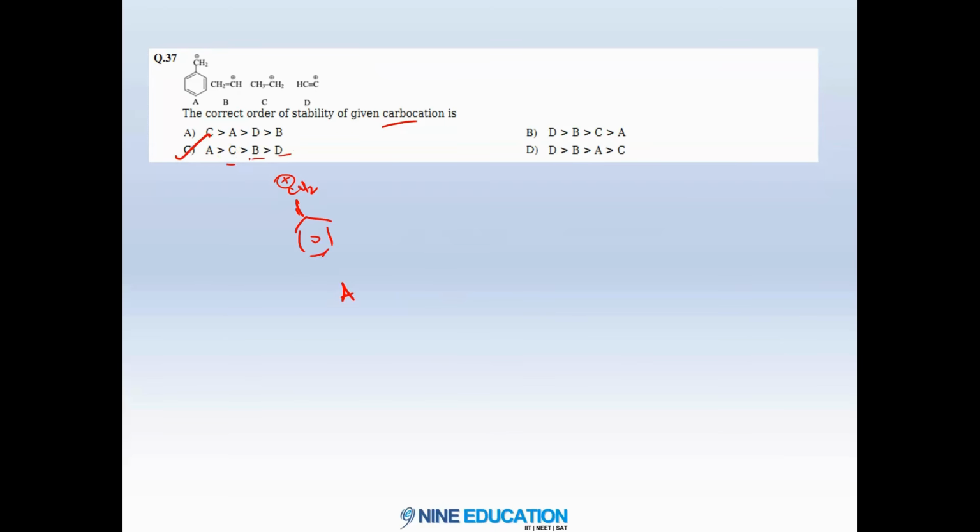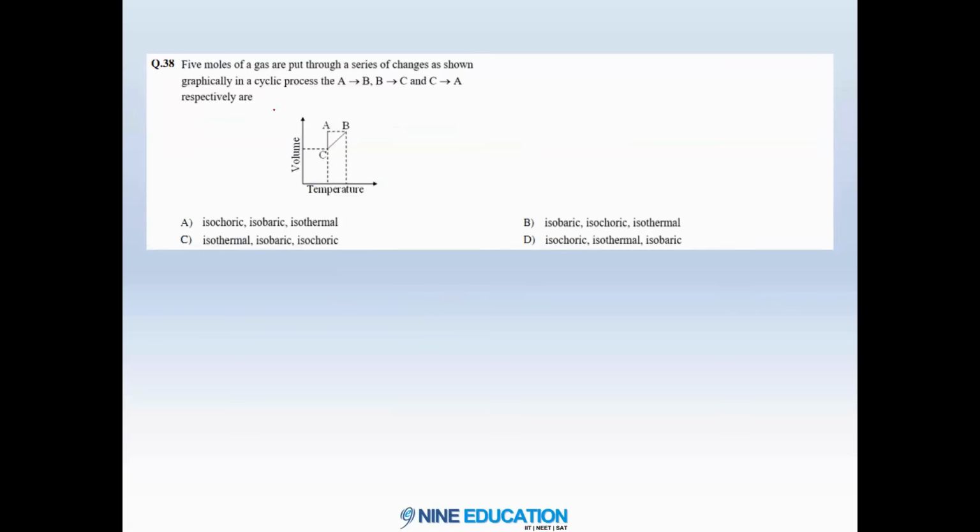So naturally, as I told you, here it is sp3 hybridized, here it is sp2 hybridized, sp hybridized. If it was negative charge, then it would have been the other way around. But it is positive charge, so it is CBD. So clear cut, it's a straightforward question. Even this also, you are testing the basics only.